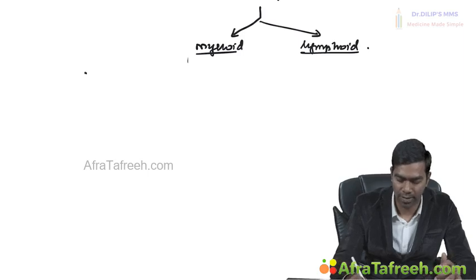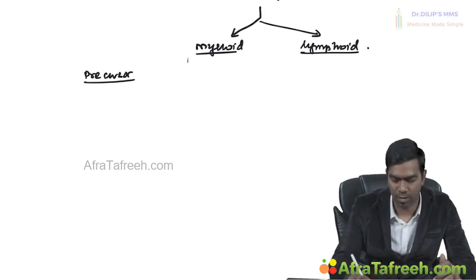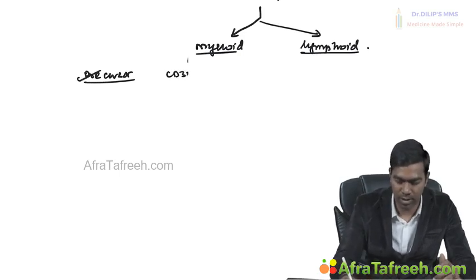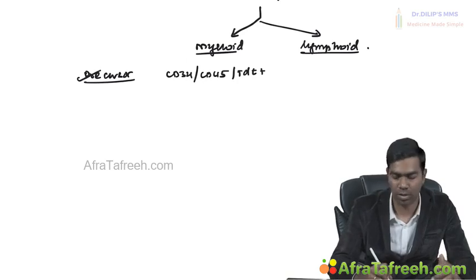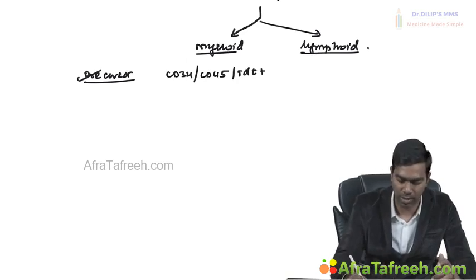Now let us see what is the CD marker of a precursor cell. It's going to be CD34, it's going to be CD45, and they can be TDT positive and HLA-DR positive also. These are going to be the precursor cell markers.